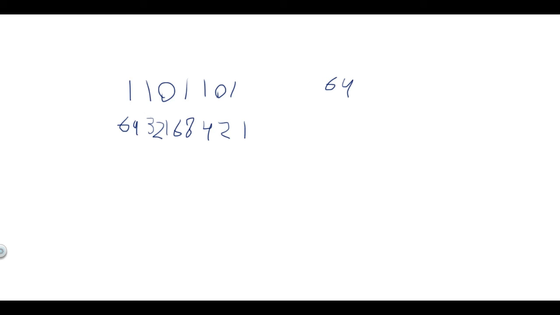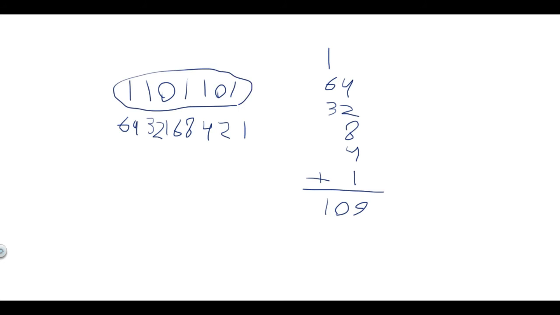64. Okay, we have 64. We have a 32. We don't have a 16. We do have an 8. Okay, do we have a 4? Yes, we do. Do we have a 2? No. But do we have a 1? Yes. So if you add this all together, you'd get 109. So that's how it works. This number in binary represents 109.